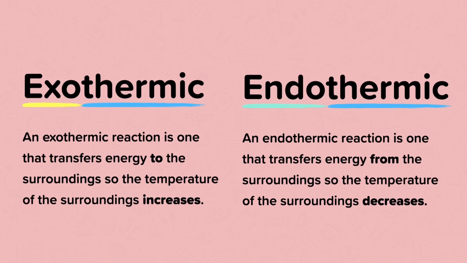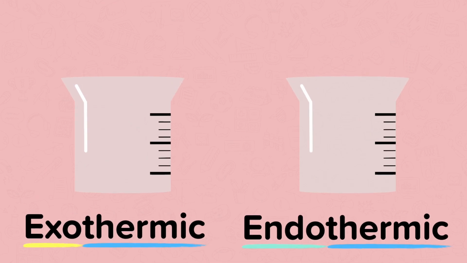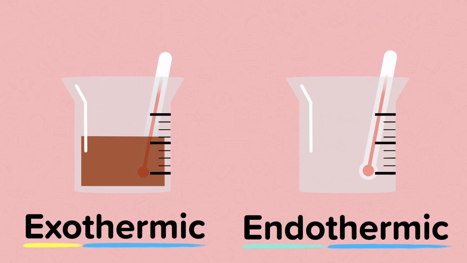In exothermic reactions, the transfer of thermal energy to the surroundings leads to an increase in the temperature of the surroundings. Here, we can see the temperature of the solution increases as the reaction occurs. In endothermic reactions, the transfer of thermal energy from the surroundings leads to a decrease in the temperature, and the solution gets colder.